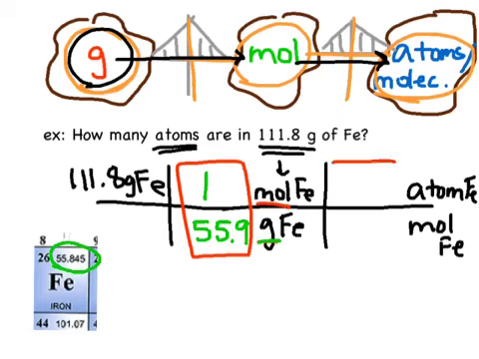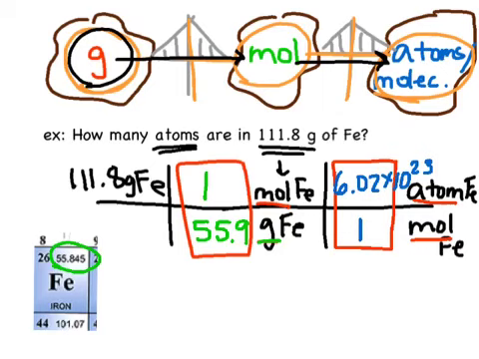Now we have to look at the next bridge units for our second conversion factor. Our second conversion factor has to deal with atoms and moles. Okay, so that's Avogadro's number. In 1 mole, there are 6.02 times 10 to the 23rd atoms. Okay, that one we don't have to look up on our periodic table. That one we know from Avogadro's number, who says 1 mole is equal to 6.02 times 10 to the 23rd atoms.